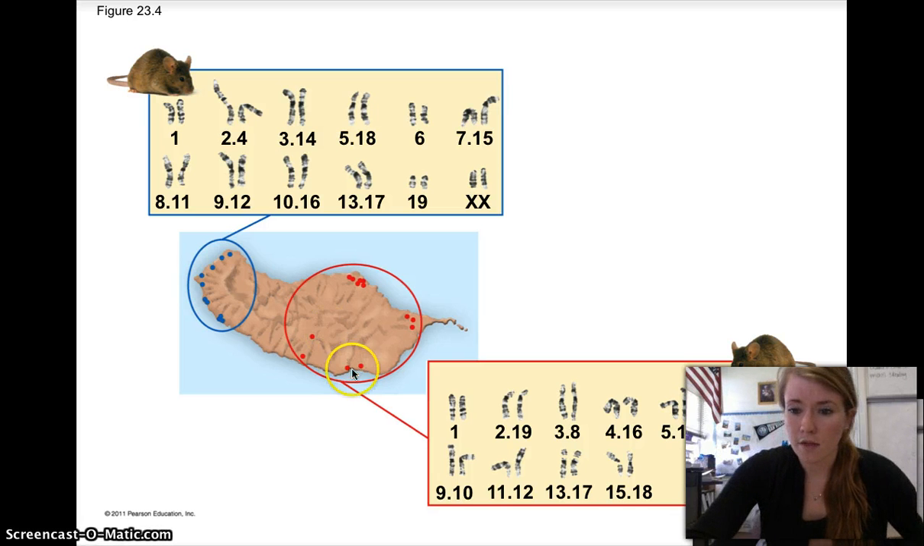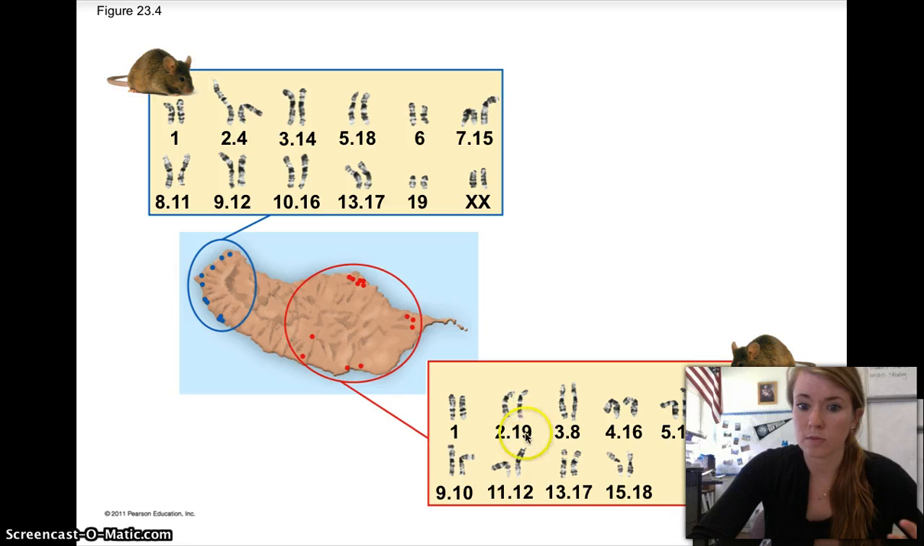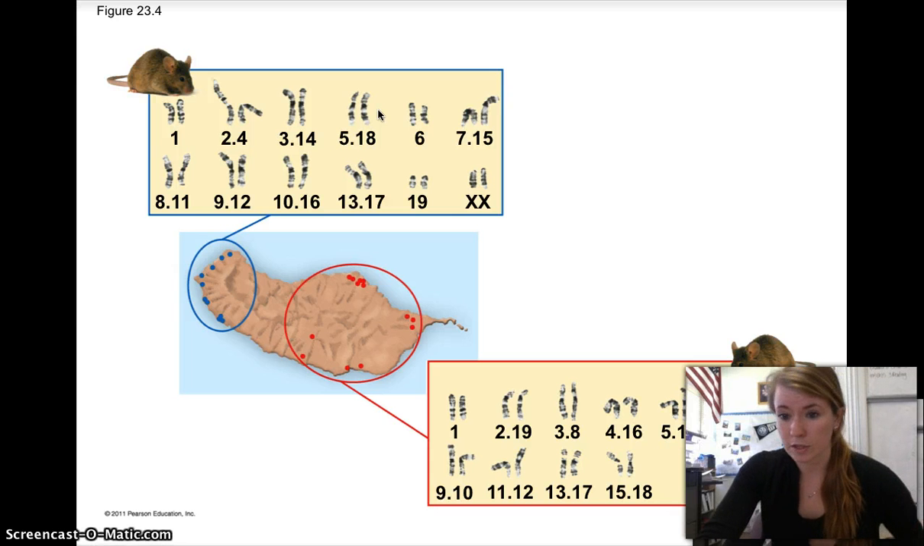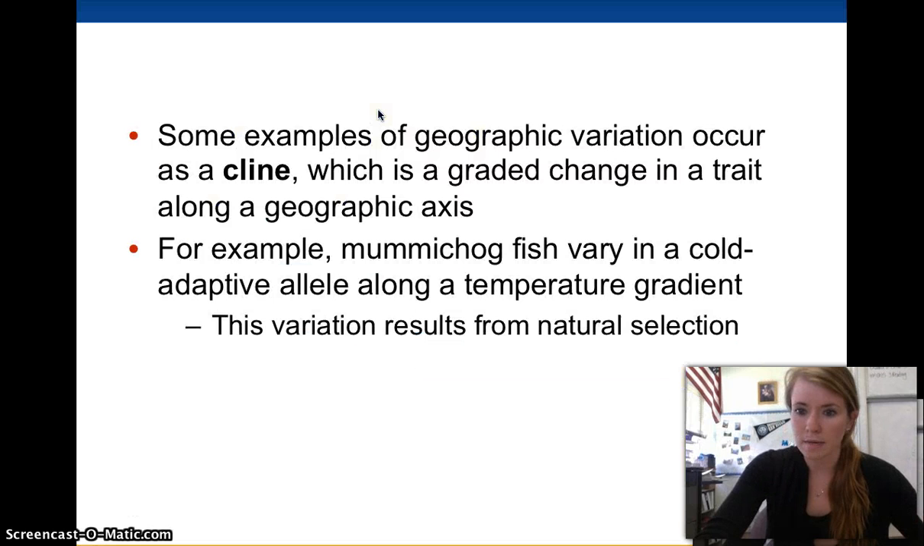You can see that they've had a lot of chromosomal changes, a lot of chromosomal fusions. This right here is chromosome 15 fused with chromosome 18, and only the red species has it. Up here, chromosome 5 is fused with chromosome 18. So you can see there's difference between the two populations, even though they live close to each other.